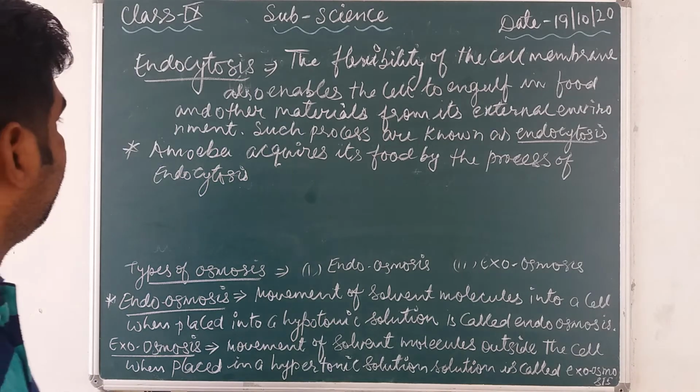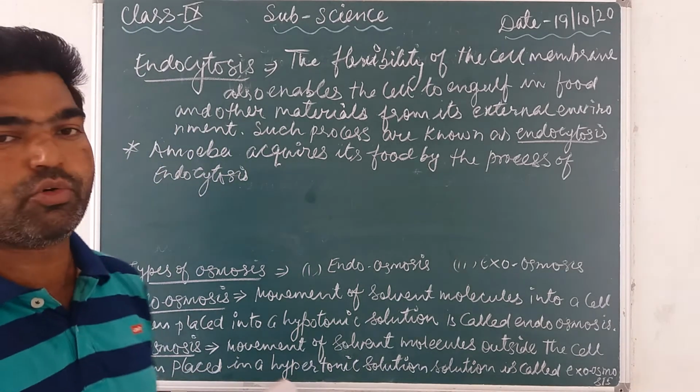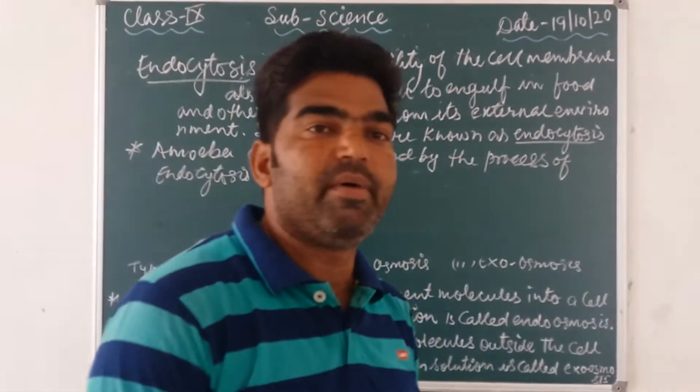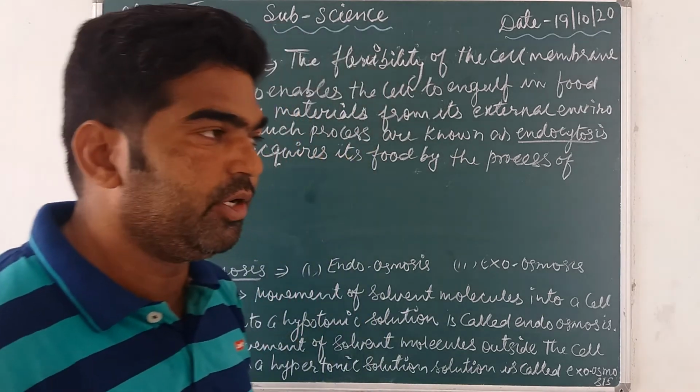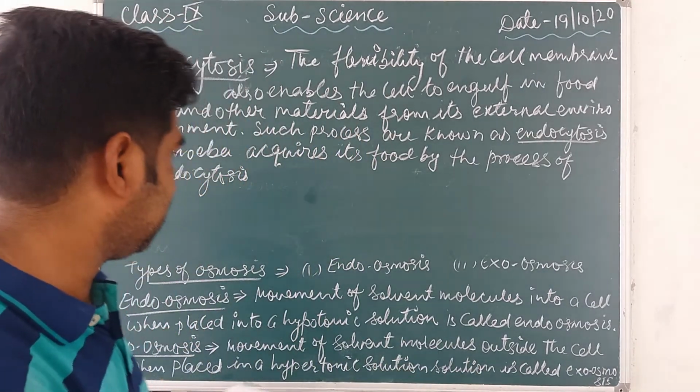Okay, the amoeba acquires its food by the process of endocytosis, because this question is asked many times in exams. Name the process by which the amoeba acquires its food. So, by the process of endocytosis. Now next we discuss plasmolysis.